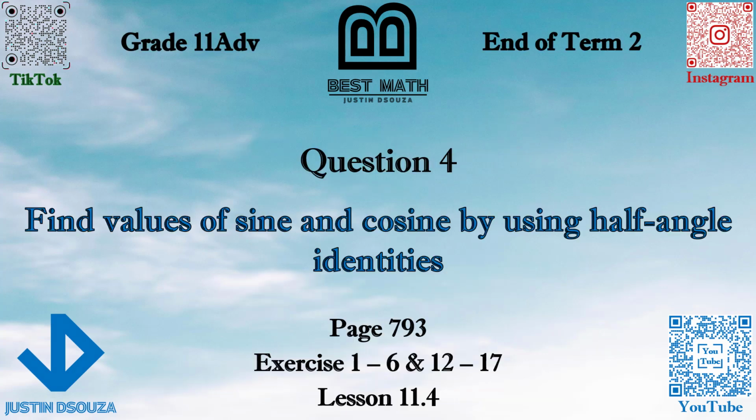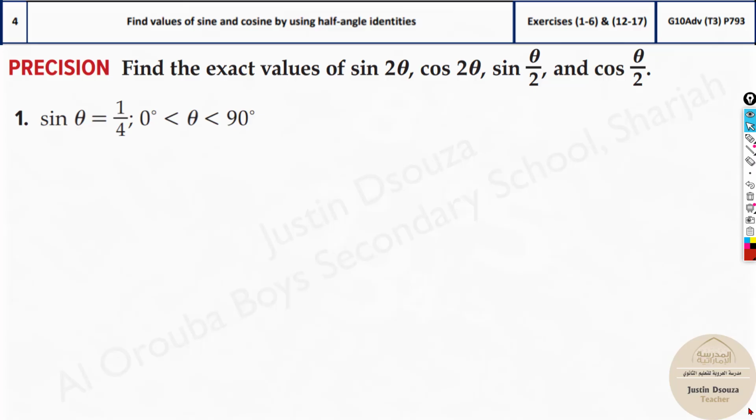Question 4 is about double angle and half angle identities. This is an interesting question because you can solve the double angle easily in calculator, the sine 2 theta, cos 2 theta. But the half angle, you can try with the calculator, you tend to get the wrong answers as well, because here it involves the square root and stuff. So we need to use the formula.